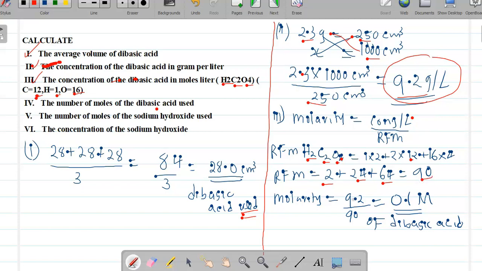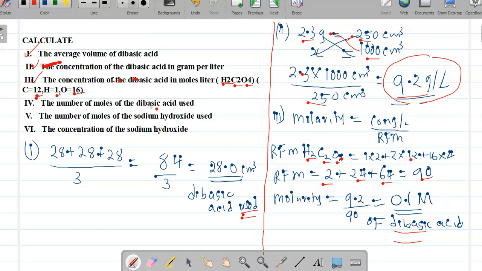Molarity therefore is equal to 9.2, which is the concentration in gram per liter from Roman 2, divided by the RFM, which is 90. Then you get 0.1 molar of dibasic acid. Very good. Now, the next question, Roman 4, is asking the number of moles of the dibasic acid.